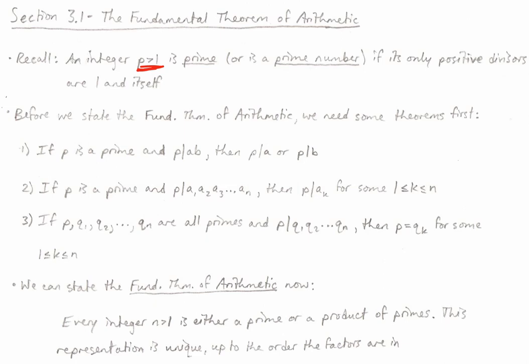This representation is unique up to the order the factors are written. So what this is saying is you give me any number greater than 1. That number is either a prime, or I can find prime numbers that will multiply out to give you that number that you told me. The second part of this representation is unique up to the order the factors are written in.